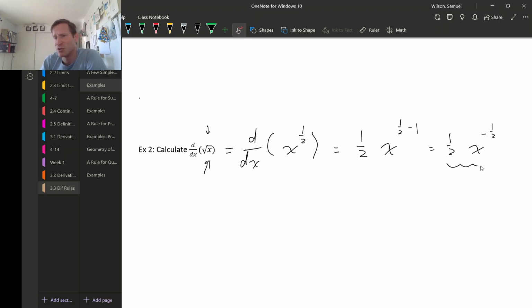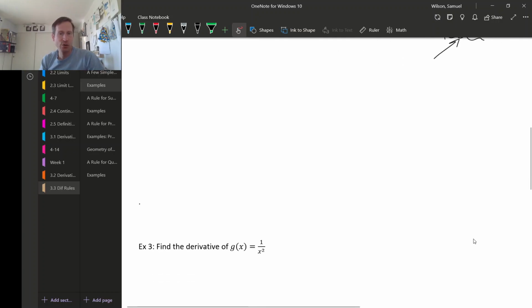Now if we want to, we can rewrite this to not have a negative exponent. So 1/2 times 1 over x to the 1/2, but that's the square root of x. So this is 1 over 2 square root x. We don't 100% need to rewrite it this way, right? 1/2 times x to the minus 1/2 is okay, but it seems like the right thing to do.